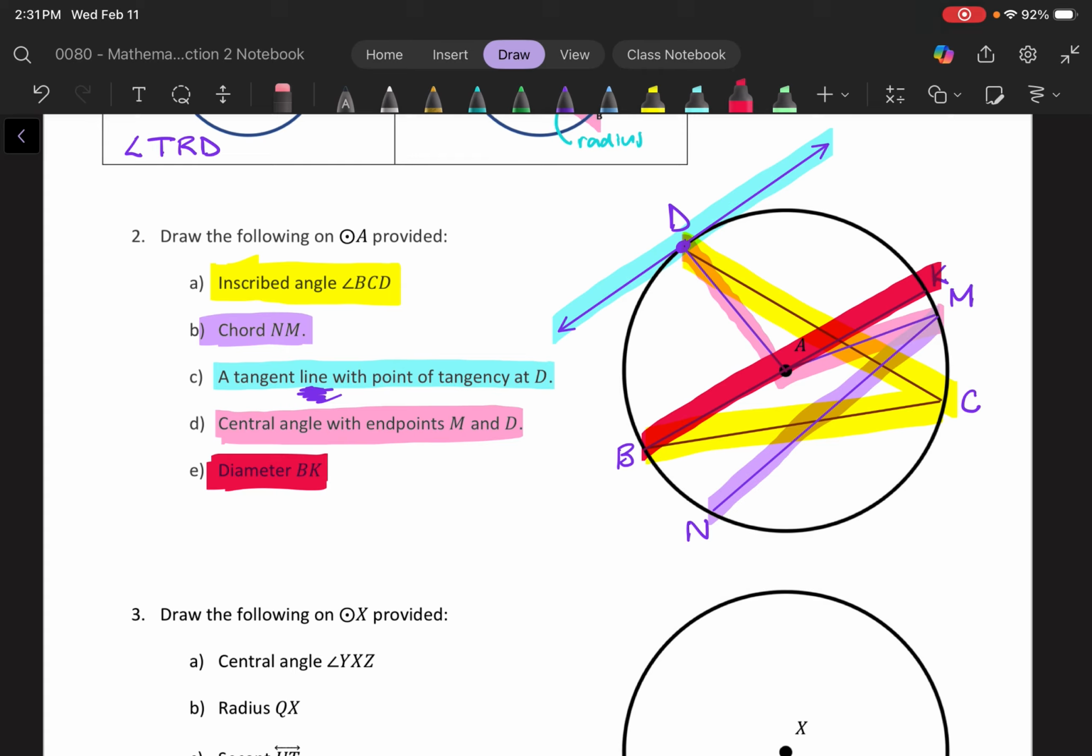Okay. So again, if you had done this on your own, heck, even when I did this for an answer key for myself before I did it with you, guaranteed my answer will look different. But the key isn't for your answer to match someone else's. The key is for your answer to make sense. Did you actually draw an inscribed angle labeled BCD? Did you actually draw a chord labeled NM? Did you actually do all of these things?